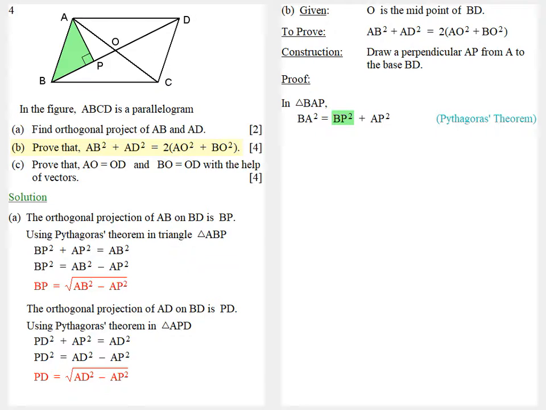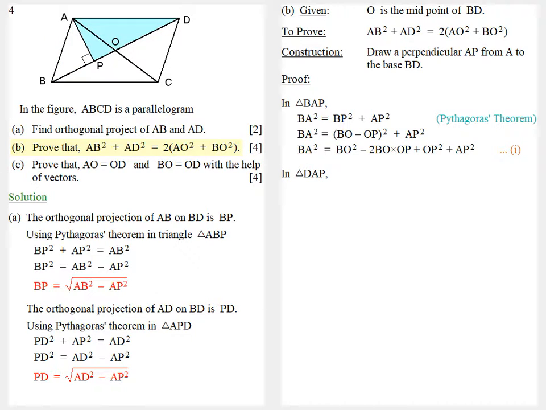But BP can be written as BO minus OP. So we have BA squared equals, in brackets, BO minus OP all squared plus AP squared. Now that bracket expands as BO squared minus 2BO times OP plus OP squared. So we have BA squared equals BO squared minus 2BO times OP plus OP squared plus AP squared. We'll call that equation 1.